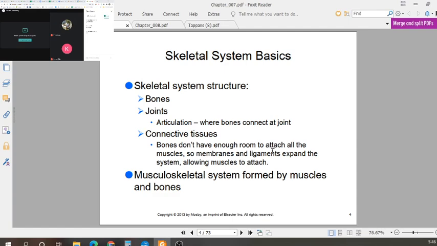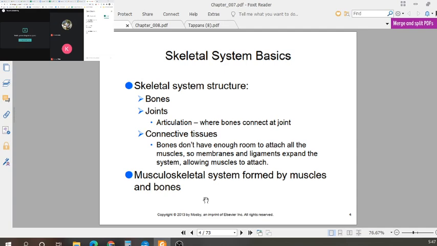Bones connect at a joint, and that is called an articulation. The bones articulate at the joint. So be able to identify that word as your new term for joint, an articulation. Okay, so when we have the muscles come in with the bones, that's called our musculoskeletal system. Our skeletal system has bones, joints, and connective tissue. The muscles have to attach to the skeleton.